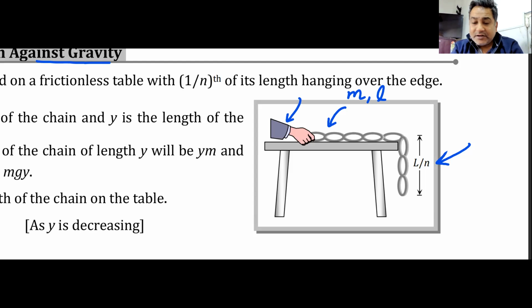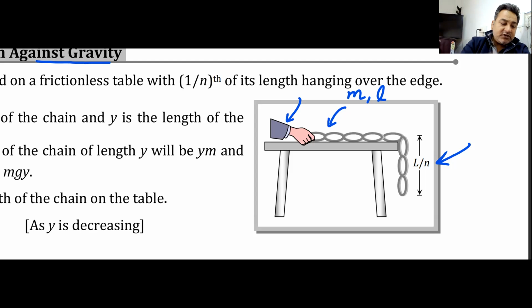What we have to do is lift it up. What do you mean by lifting it up? The entire hanging part should also come and lie on the horizontal table. This is known as work done in lifting up a chain against gravity. So this is the diagram that you are going to draw.